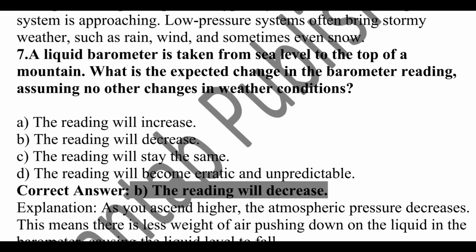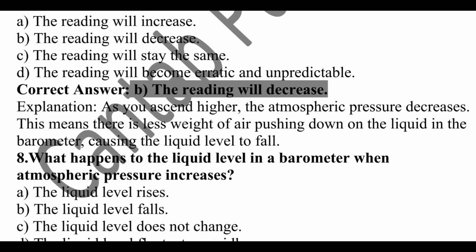Question number 7. A liquid barometer is taken from sea level to the top of a mountain. What is the expected change in the barometer reading, assuming no other changes in weather conditions? Option A, the reading will increase. Option B, the reading will decrease. Option C, the reading will stay the same. Option D, the reading will become erratic and unpredictable. So the correct answer is option B, the reading will decrease.